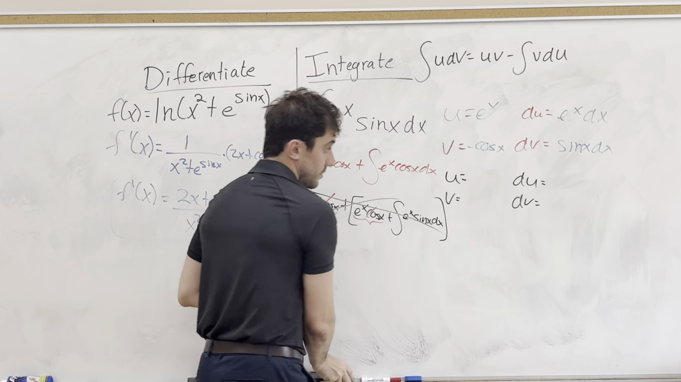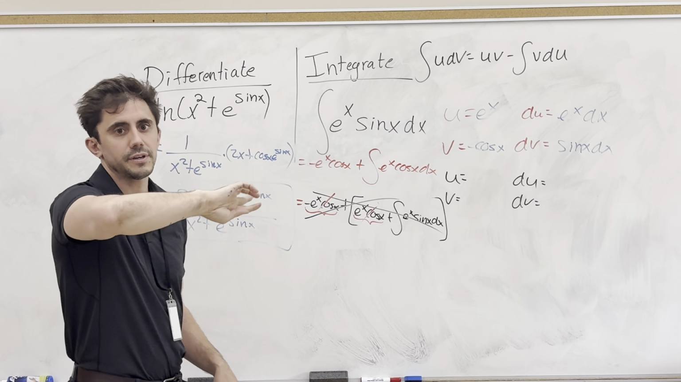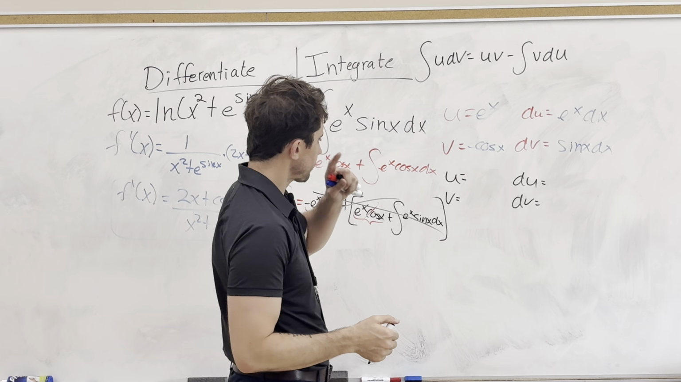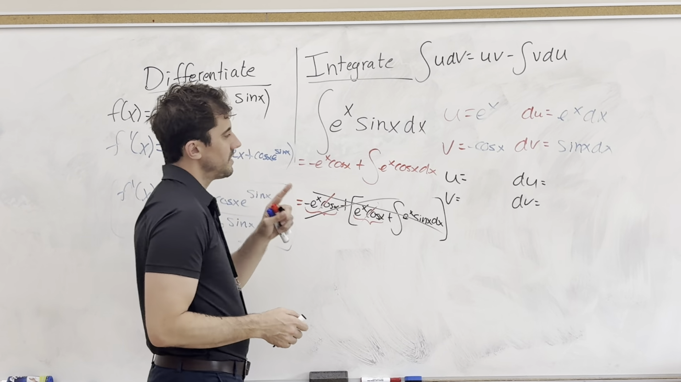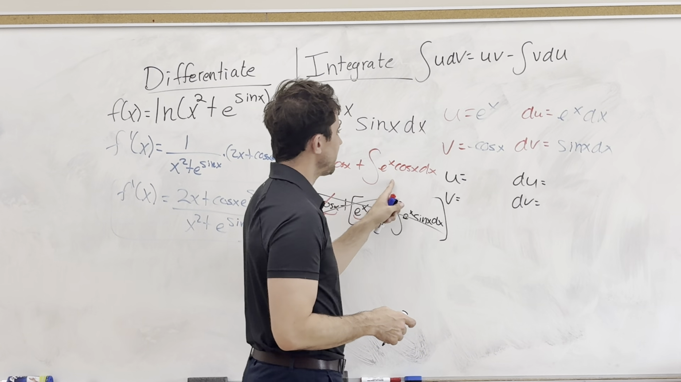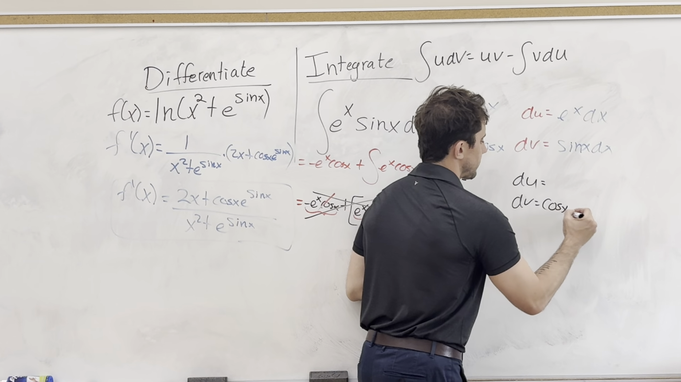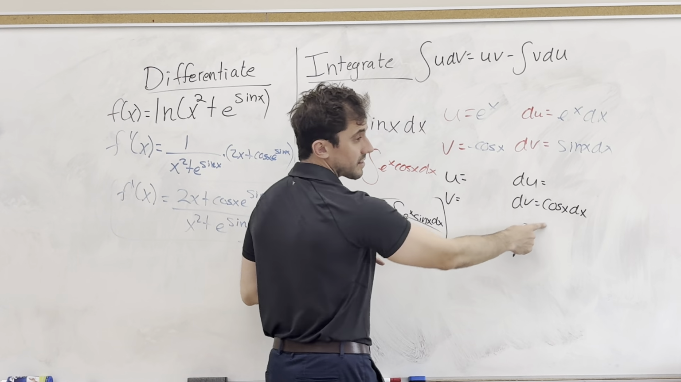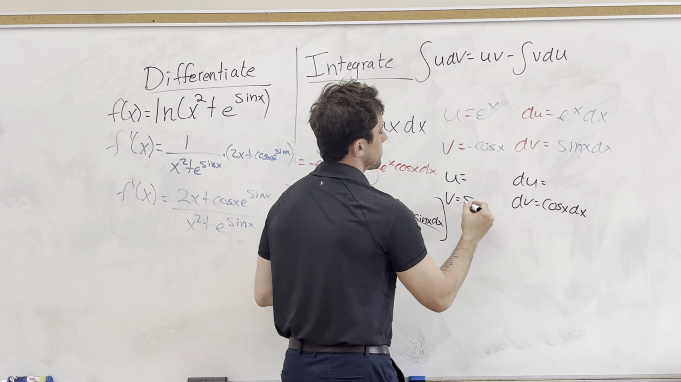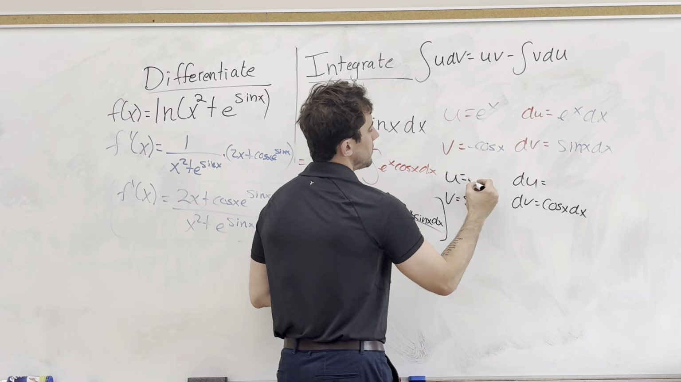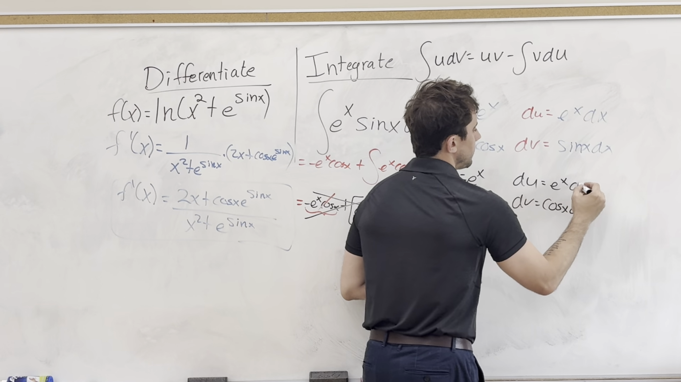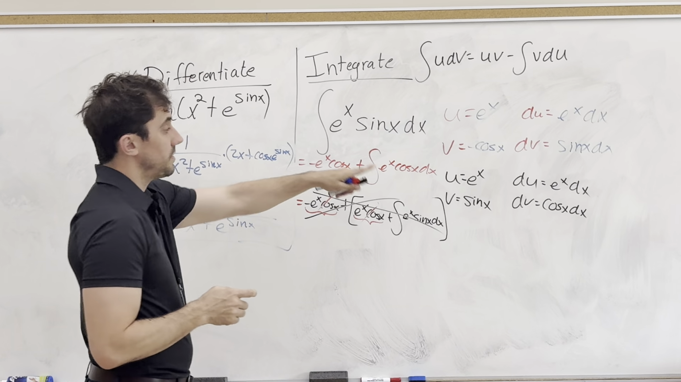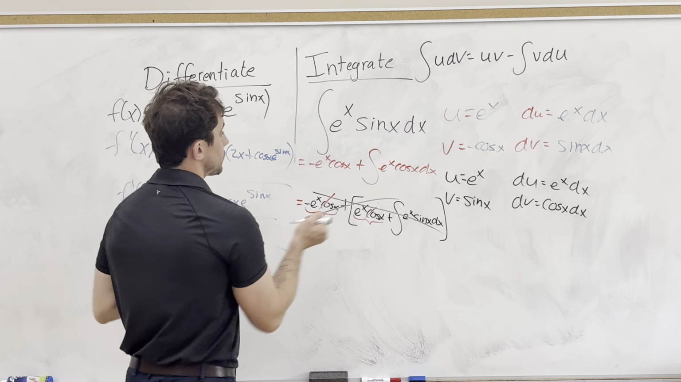Okay? So let's regroup. Let's go the other way, because there's only really two options. The last time I had set dv to be e to the x, so this time I'm going to make dv cos x dx, which will mean that v is the antiderivative of dv. The antiderivative of cos x is sine x. And I'll make u be e to the x, which makes du e to the x dx, okay? Now, with these new choices in mind, let's try this again.